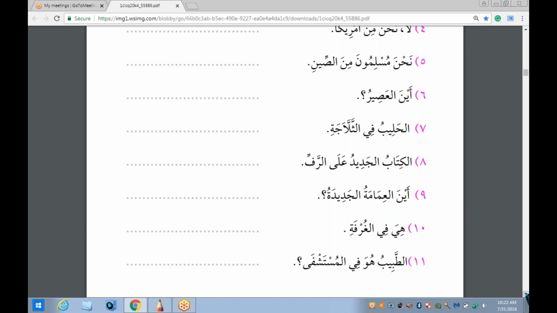أين الإمامة. أين العمامة. أين العمامة الجا. I want to hear that lam on al-jadida. أين العمامة الجا.